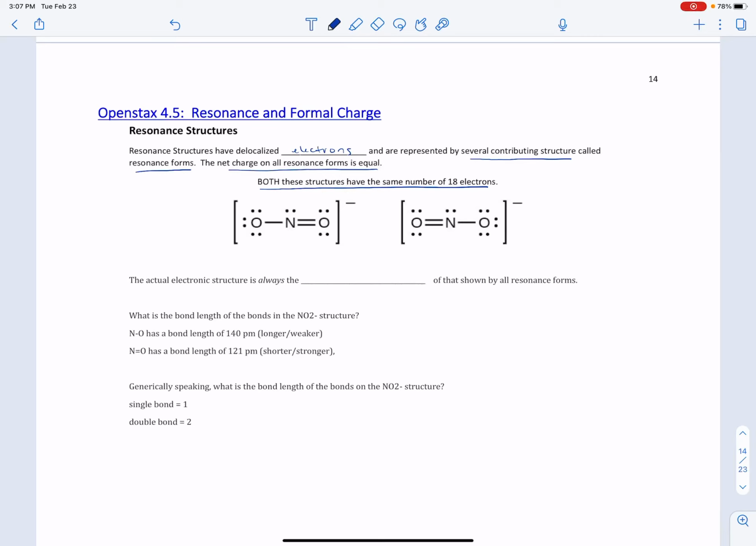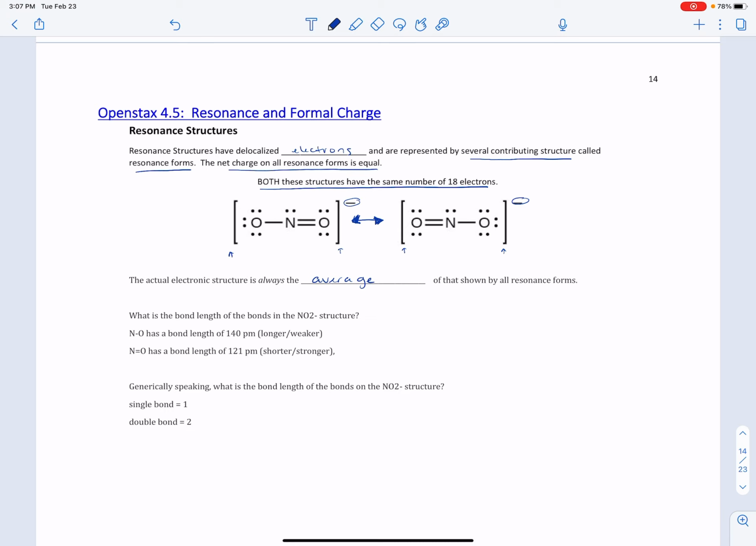The actual electronic structure is always the average of all of those shown in the resonance forms. So we would draw a back and forth arrow. These brackets are here not because they're resonance forms, but because it has a charge. Remember, Lewis structures with a charge need a bracket. But they do always have a back and forth arrow between all the forms.